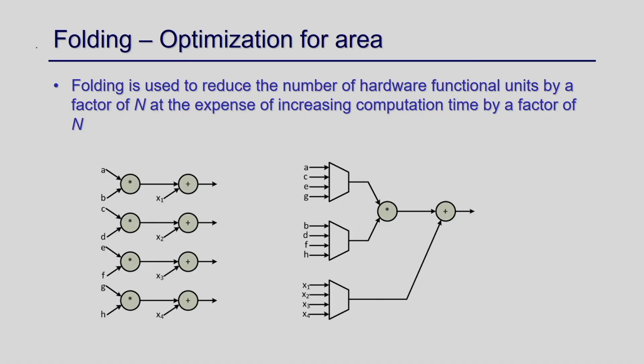Okay. So, let us move on. The next one is another interesting and very important optimization called folding. This is primarily used to optimize the area.